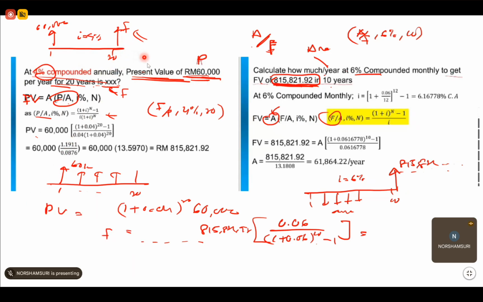Here it clearly shows that the question is asking for future value, because for 20 years, what is the value after 20 years? I don't know why they put something missing here. They didn't ask for any annual value or present value here. And here also they're asking to calculate how much per year, so annual value.